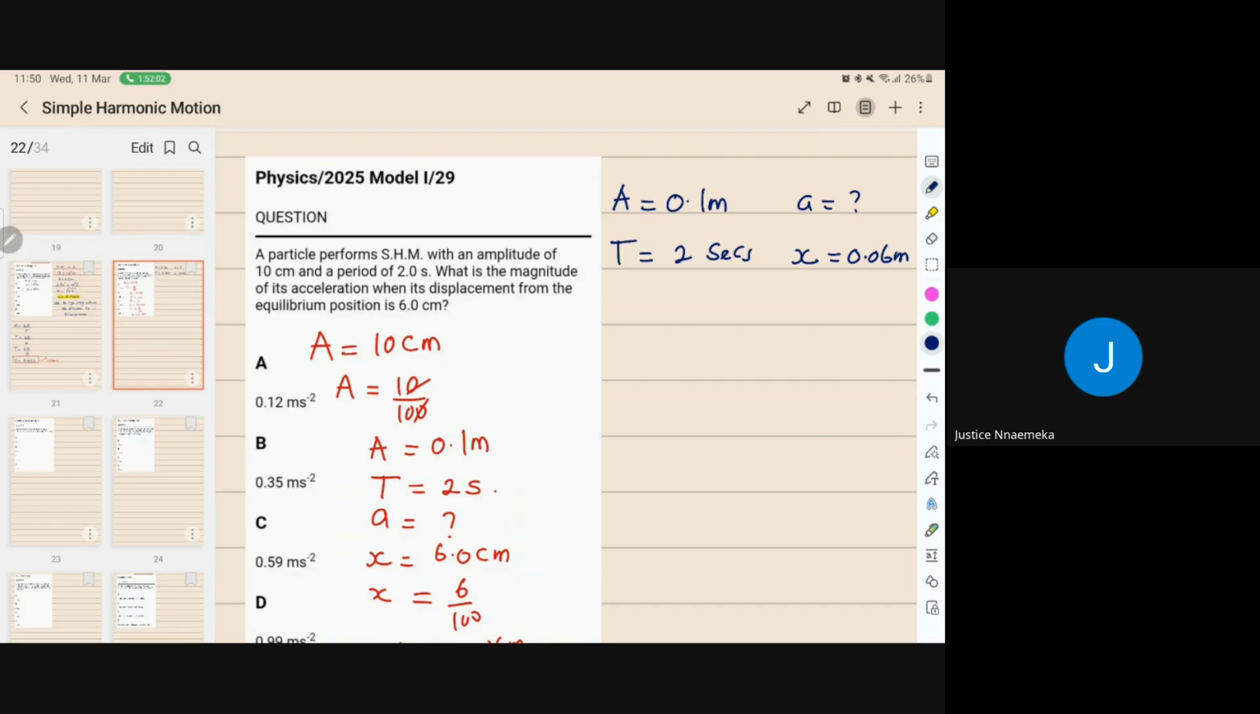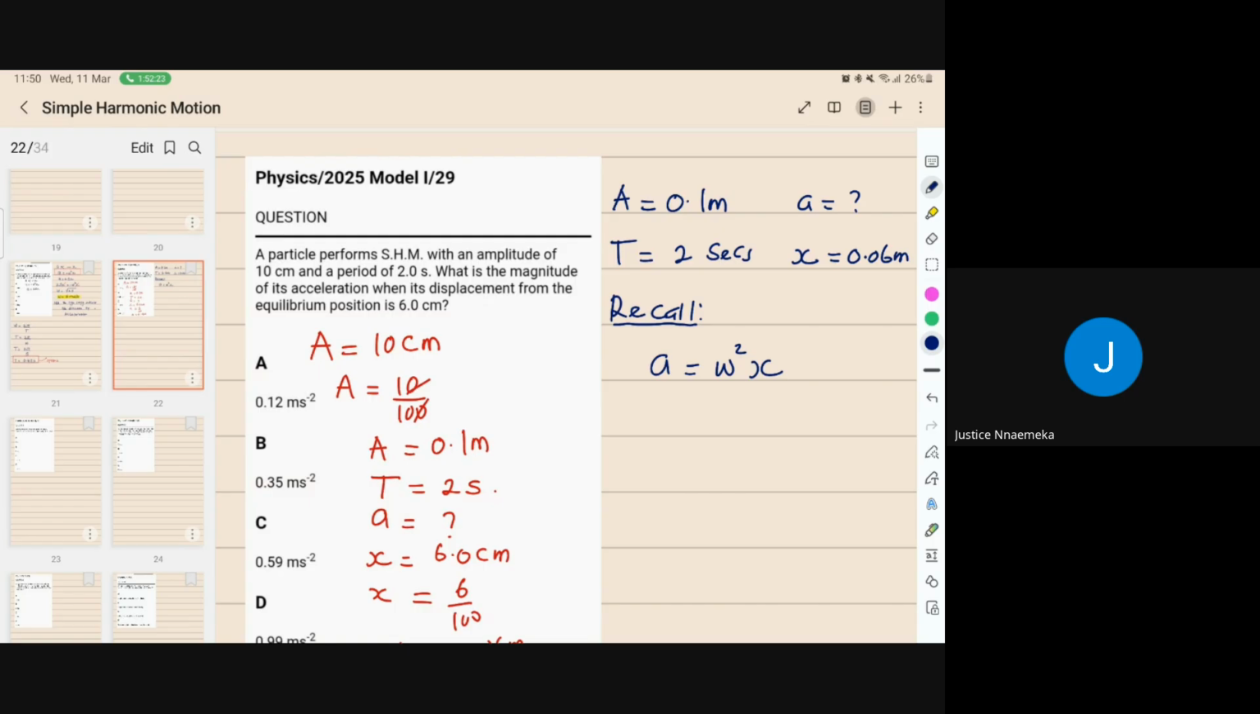Now, what can we use right here? They are looking for the acceleration. So recall that your acceleration is equal to ω²X. Remember that the negative sign is just to show the direction. Is that not so? Acceleration is equal to ω²X.